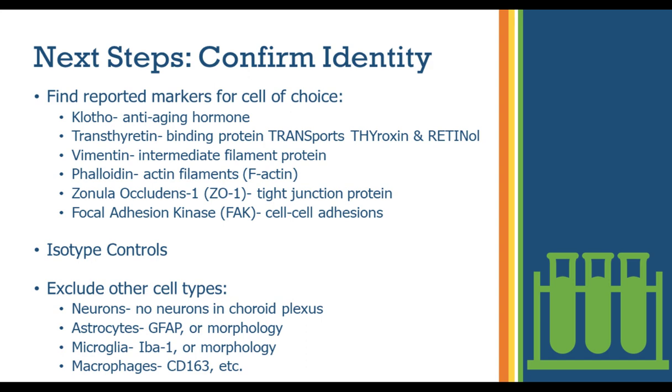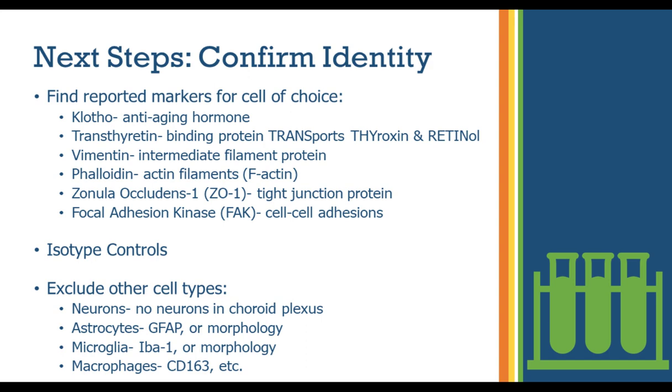You also want to do isotype controls to make sure there's no non-specific binding of your antibodies to anything in your cells. So you always do isotype controls to make sure that the staining you're seeing from all the above antibodies is true. You also want to exclude other cell types when you're confirming your identity, like neurons, astrocytes, microglia, and even macrophages. Thankfully for us, there are no neurons in the choroid plexus, so that ruled out that cell type. But you also have astrocytes, so we stained for GFAP, microglia, for which we looked for IBA1, as well as macrophages for CD163.